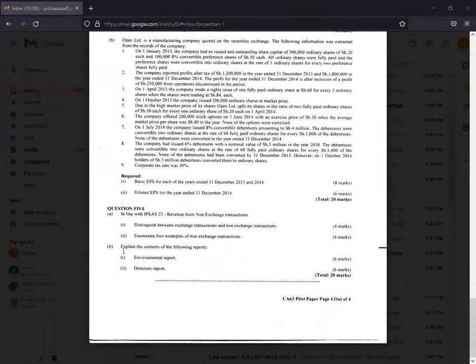And you can see now, these guys have brought in this concept of question number 5 being theoretical. Like now, in line with IPSAS 23, revenue from non-exchange transactions. This lesson has taught you very good things. Distinguish between exchange transactions and non-exchange transactions. Out of 4, always talk about it. Enumerate 4 examples of non-exchange transactions. Explain the contents of the following reports: environmental report, director's water report. Look at those number of marks.